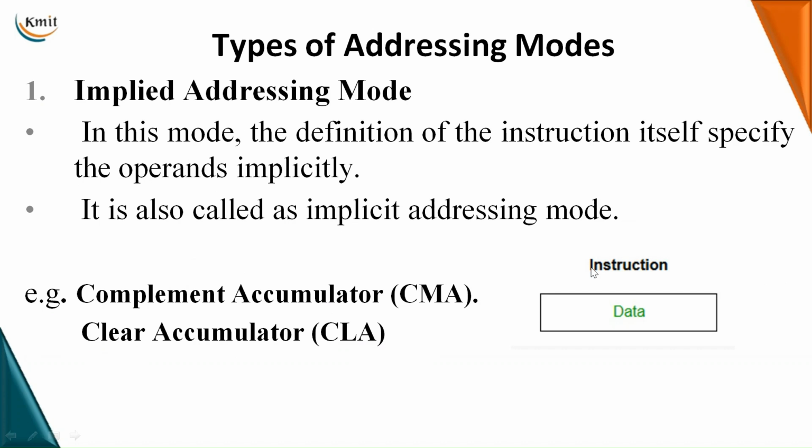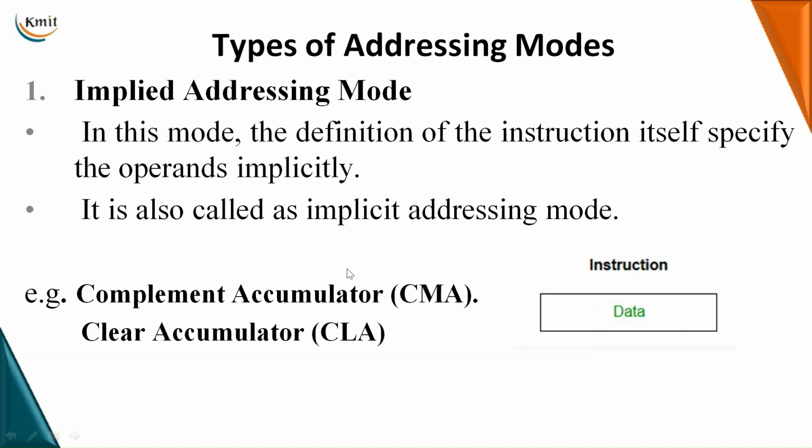We'll start with the first type of addressing mode, which is the implied addressing mode, or implicit addressing mode. The reason we call it implicit is that the definition of the instruction itself specifies the operands implicitly. Within the definition of the instruction itself, it contains the operand value. That is called an implicit or implied addressing mode.